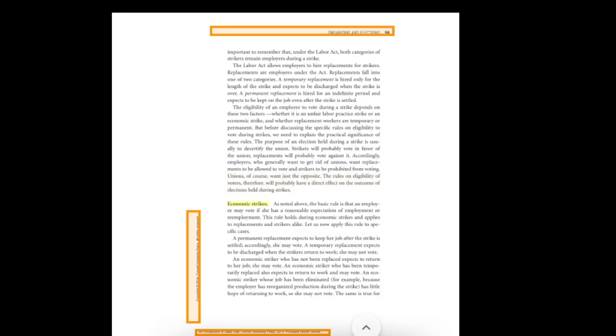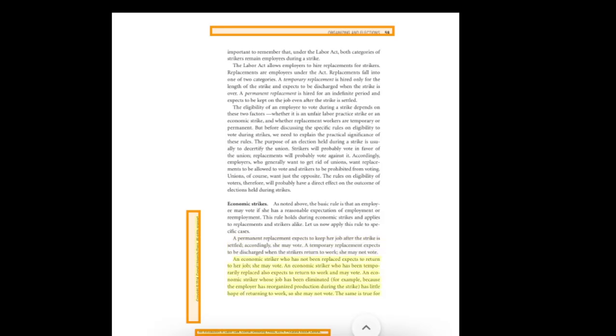Economic strikes. As noted above, the basic rule is that an employee may vote if she has a reasonable expectation of employment or reemployment. This rule holds during economic strikes and applies to replacements and strikers alike. Let us now apply this rule to specific cases. A permanent replacement expects to keep her job after the strike is settled, accordingly, she may vote. A temporary replacement expects to be discharged when the strikers return to work, she may not vote.